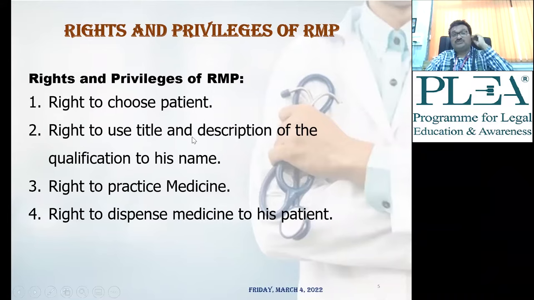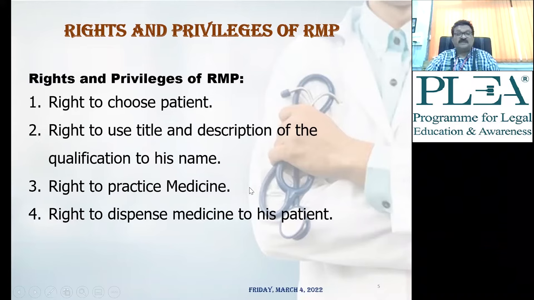Second is the right to use title and description of qualification with name, which we can see on the boards of the hospitals and the OPDs. The general practitioner boards will have his or her name with qualification and a description of the skills he possesses, just like most of the doctors write family physician and surgeon, or if he's a surgeon, MS in general surgery, he may write he is a surgeon, laparoscopic surgeon, and so forth. He has the right to do so. Then he has the right to practice medicine also.